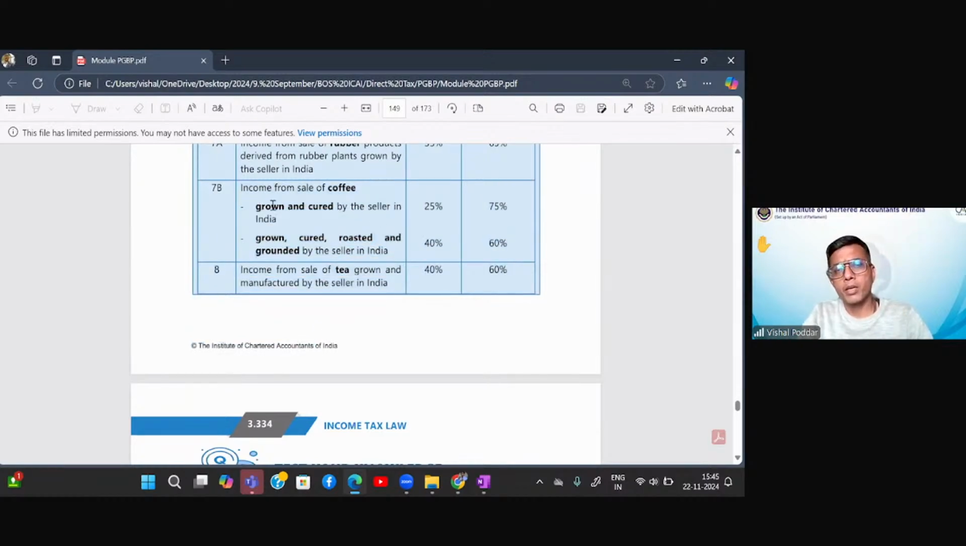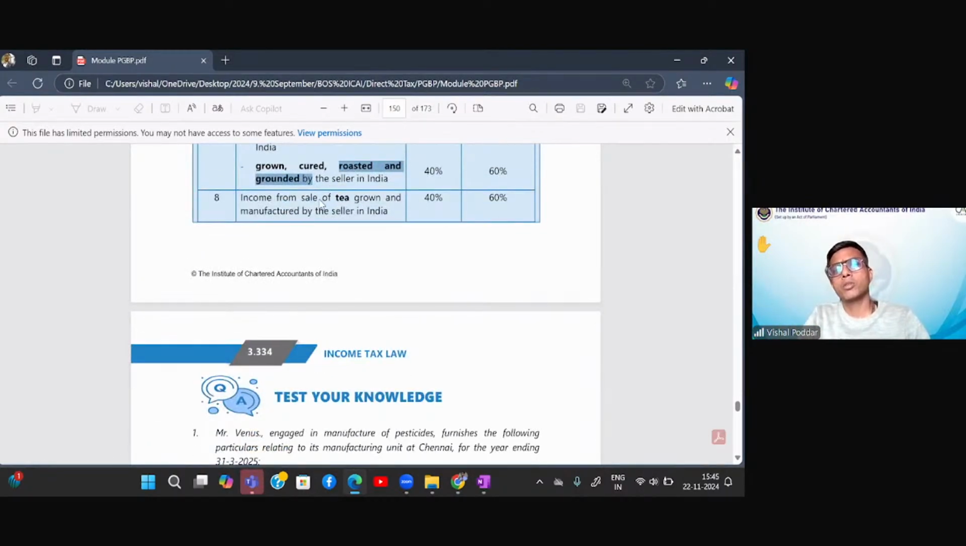If mere growing and curing is the manufacturing part is done, then it is 75-25. But if more manufacturing is involved in the form of roasting, grounding, so this is like adding more flavor to that coffee by doing some more activities and process, then it is 60% agriculture, 40% manufacturing. Here, the 40% is a higher share of manufacturing because you are carrying out more operations.